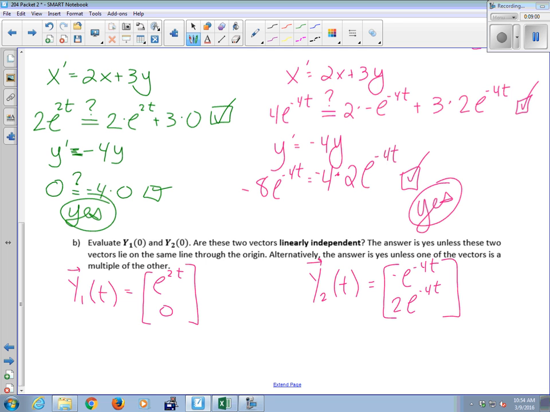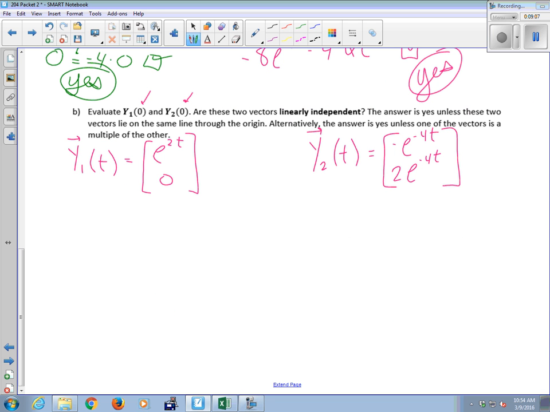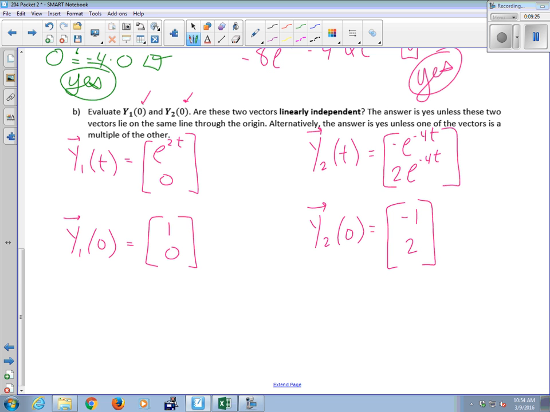So what I'm being asked to do is to plug 0 in for t. y1 of 0 and y2 of 0. So y1 of 0 just means plug in 0 for your t's, so I'm going to get 1, 0. And y2 of 0 is going to give me negative 1, 2. So I've got two vectors, 1, 0 and negative 1, 2, and the question is, are they linearly independent?